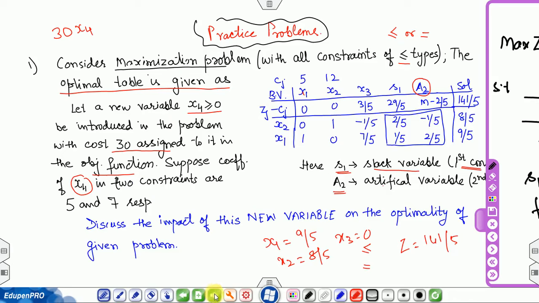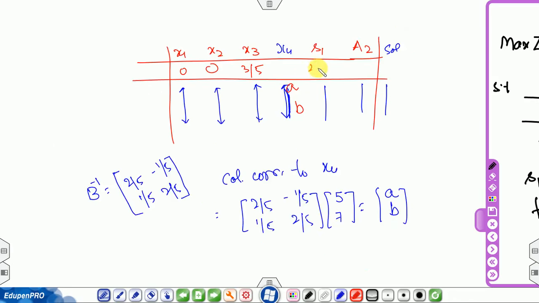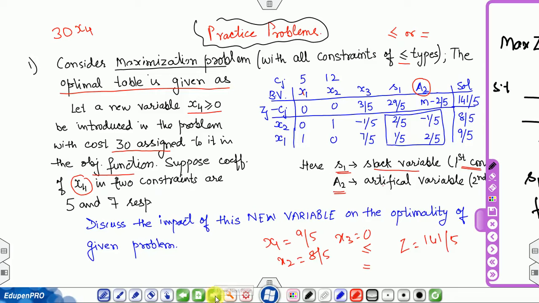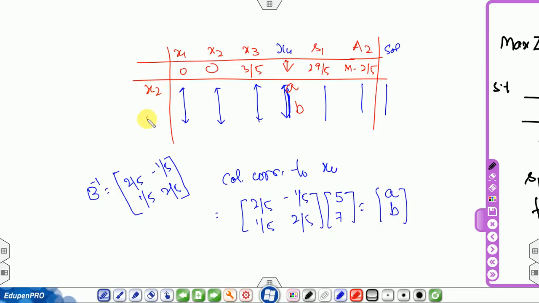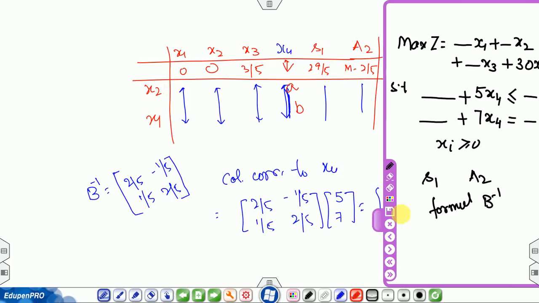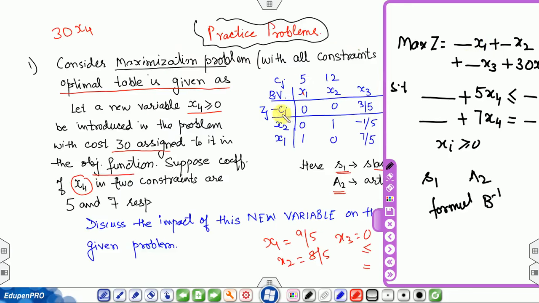Okay, then it is 29 and m minus 2 by 5. And how to calculate this value: what is the previous value, x2, x1? Okay, so what are the new values? There is no change in the previous value. So what is the previous value of x1, x2 and x3? The previous value of x1 is 5, so this number is my 5.